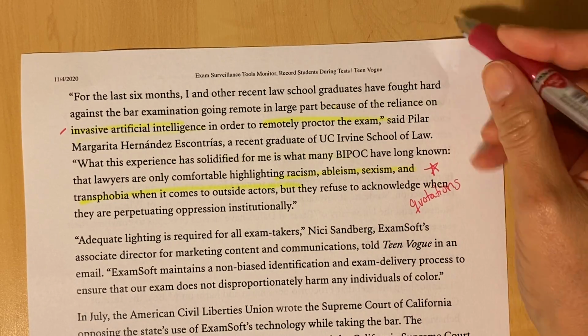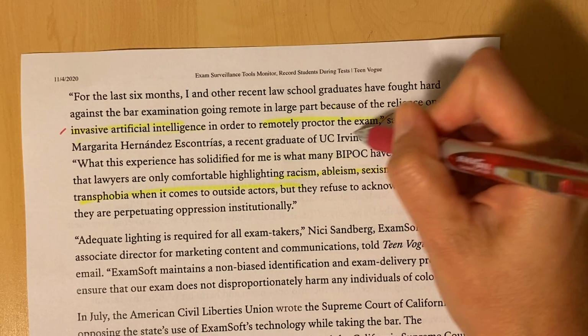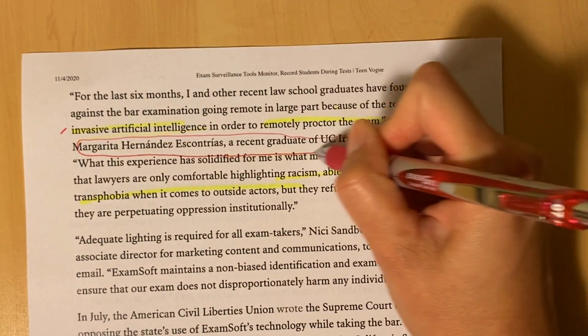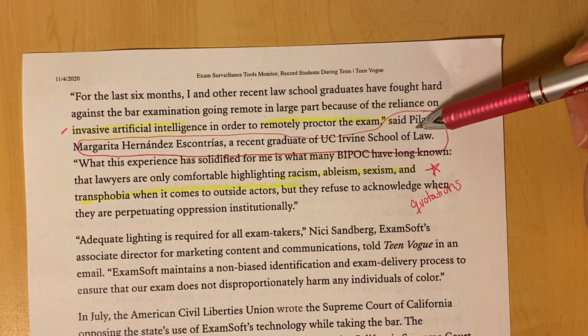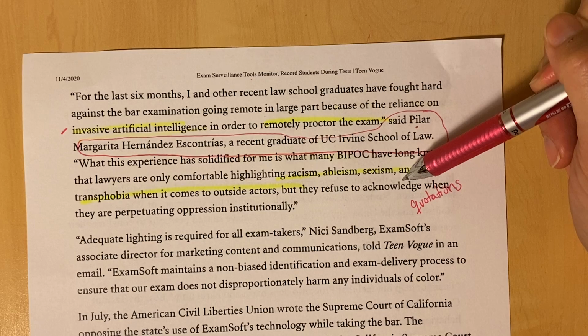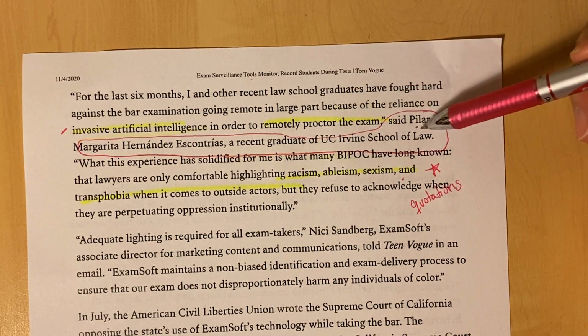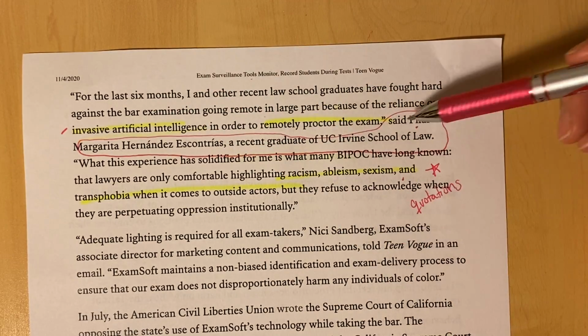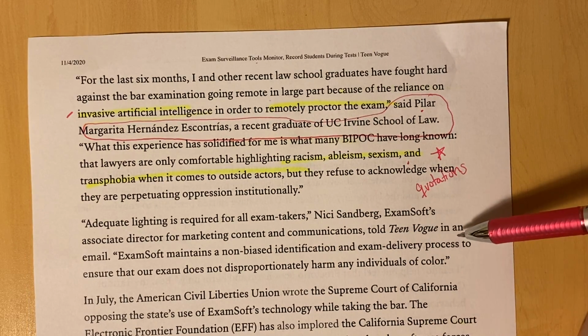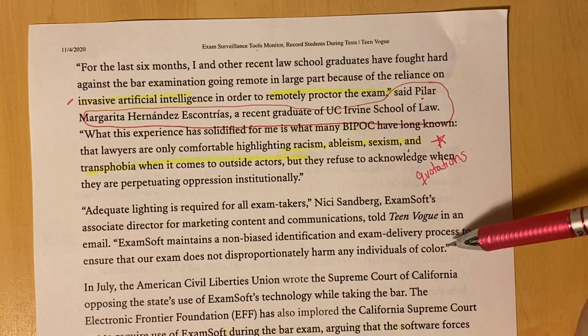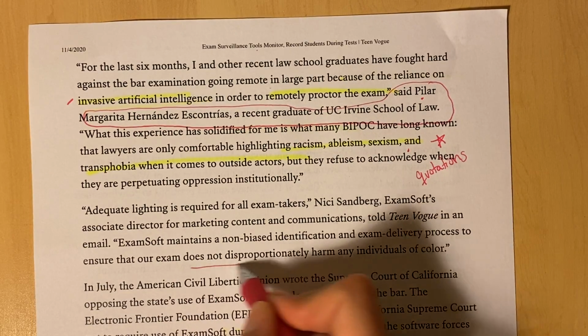And look how it's introduced. We have kind of who is introducing it. We have a little bit of the quotation, then we have who is speaking, and then we finish up the quotation. So it's interesting how you can kind of change where you put the attribution tag in your writing. Adequate lighting for all test takers, non-bias. So they are arguing it doesn't do this.